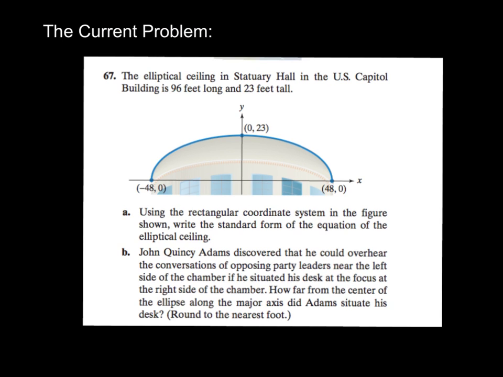This is the current problem, which involves the U.S. Capitol building, which is 96 feet long and 23 feet tall. And we can use the rectangular coordinate system in the figure, which is graphed using the origin, to find the standard form of the equation. That's the first part that we'll be going over. And the second part is John Quincy Adams discovered that he could overhear the conversations of the opposing party, which are located on the left side of the chamber, if he put his desk at the focus of the right side. So we need to find the focus using the standard form of the equation of the elliptical ceiling, and we need to locate how far from the center is the focus, where is his desk.